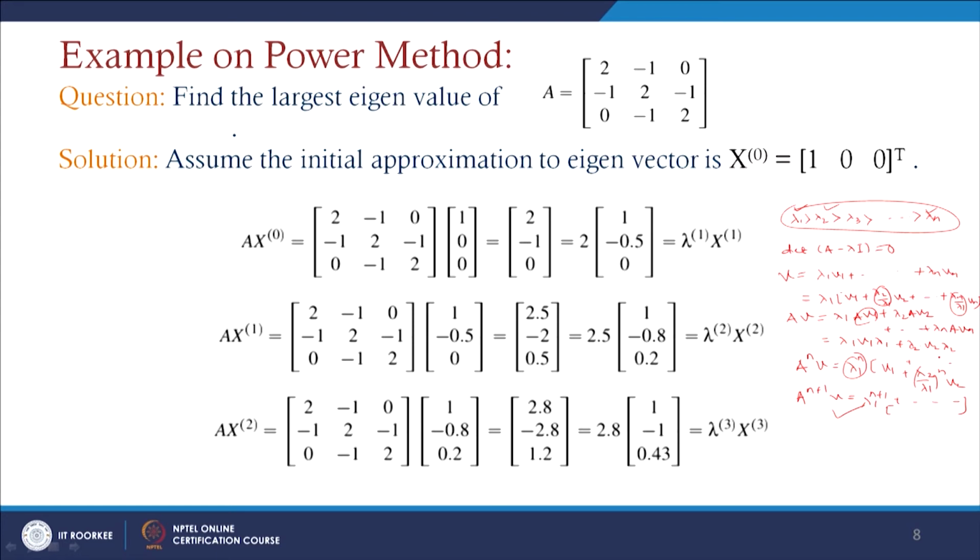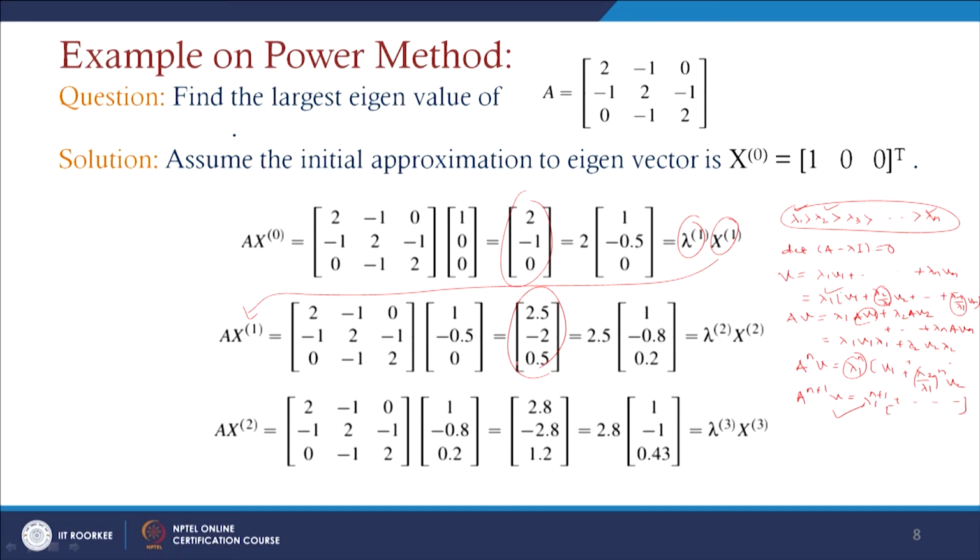So, that is why we write this matrix in the form A x 0, with the rows 2 minus 1 0, minus 1 2 minus 1, 0 minus 1 2, times the vector 1 0 0. If we multiply, we find this is 2 minus 1 0. Whatever we have done for this system, the same thing we do here: taking the largest element, 2, common, it can be written as 1 minus 0.5 0, which is lambda 1 x 1. If we multiply this x 1 vector again with the matrix A, we find the complete vector.